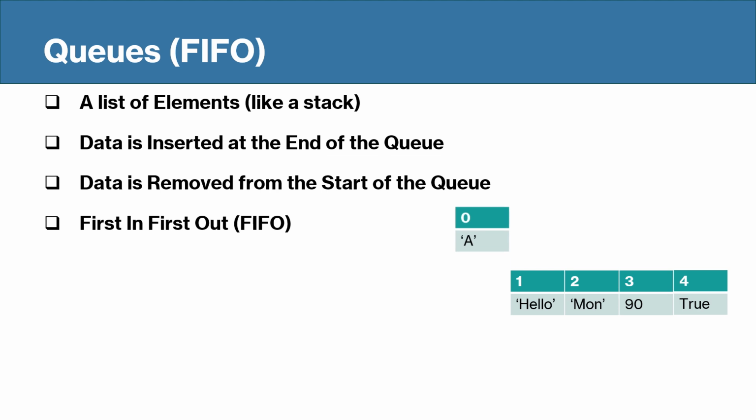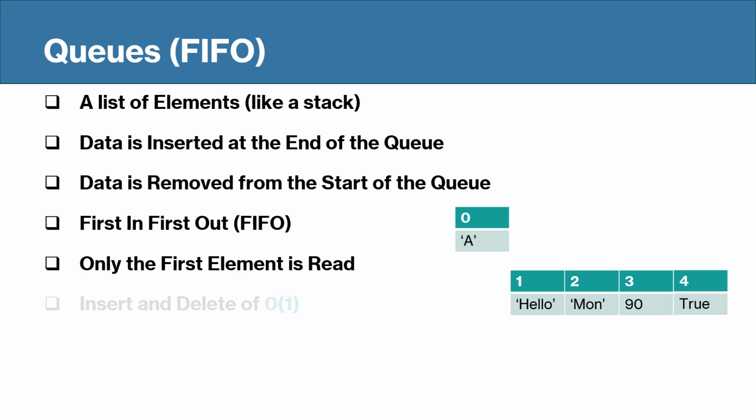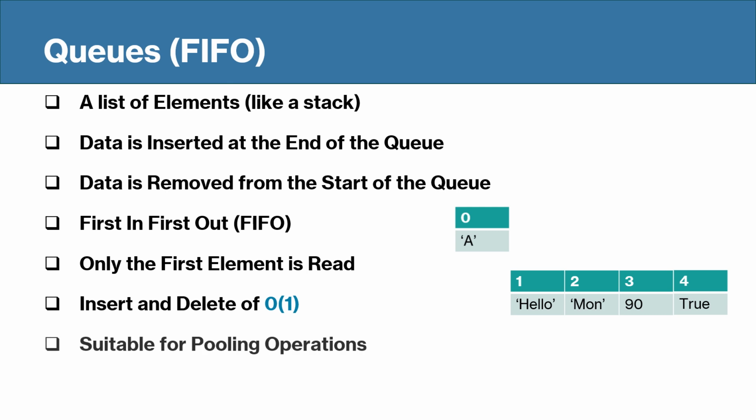This is a first in, first out operation, or FIFO. Only the first element is read. The insert and delete operations of a queue are O of 1, or constant time, and queues are suitable for pooling operations. Let's switch to VS Code and create a queue.